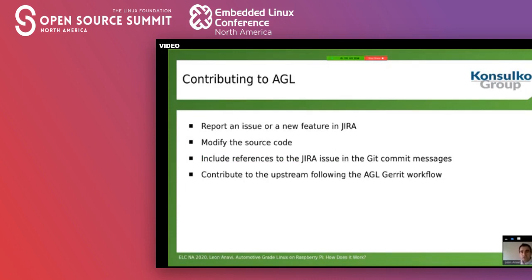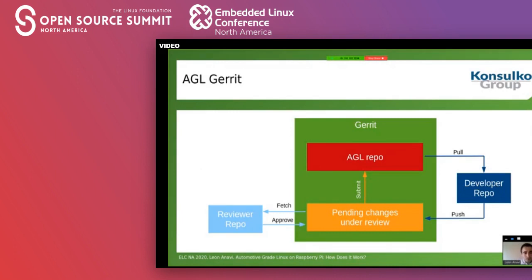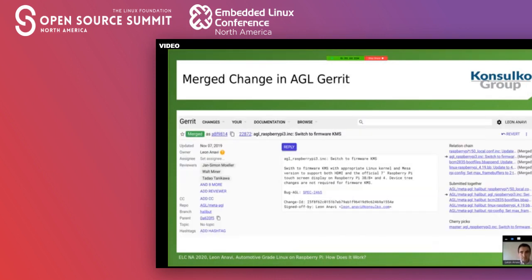So the workflow for contributing to AGL is basically that you report an issue or a new feature in Jira. After that, you modify the source code. You include a reference to the Jira issue in the Git commit message that provides the bug fix or the new feature. And you contribute it through the AGL Gerrit workflow, which is pretty standard for using Gerrit. So basically the idea is that you clone the Git repository locally and modify it. After that, you push changes which are pending under review, and a reviewer must vote. If the change is approved by the community, if it has enough plus votes, the maintainer will submit it to the AGL repository.